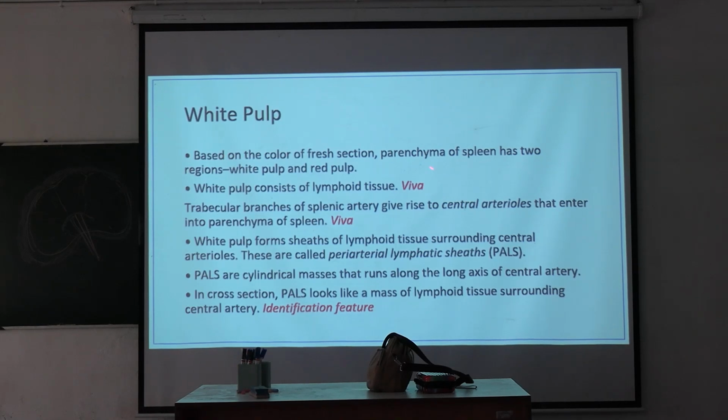Based on the color of the fresh section, parenchyma of spleen has two regions, white pulp and red pulp. White pulp consists of lymphoid tissue. Trabecular branches of splenic artery give rise to central arterioles that enter into the parenchyma of spleen. White pulp forms sheets of lymphoid tissue surrounding central arterioles. These are called periarterial lymphatic sheaths, PALS. PALS are cylindrical masses that run along the long axis of the central artery. In cross section, PALS look like a mass of lymphoid tissue surrounding a central artery.